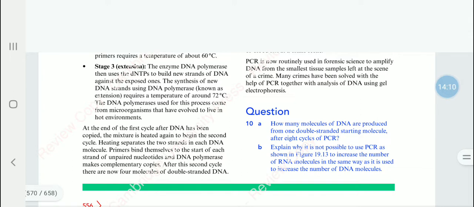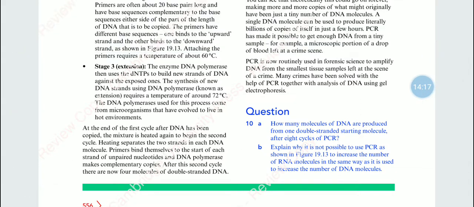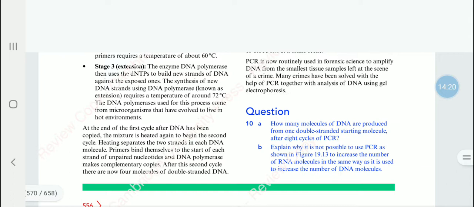Now, for example, in the first occasion, there were 2 strands. Then 2 strands were copied into 4 strands. So that means two double-stranded DNA molecules would be produced. Then those 2 will produce 4 double-stranded molecules. So you can see that it is getting doubled each time. Like that it will multiply. I hope you understood. If you have any questions, please ask.